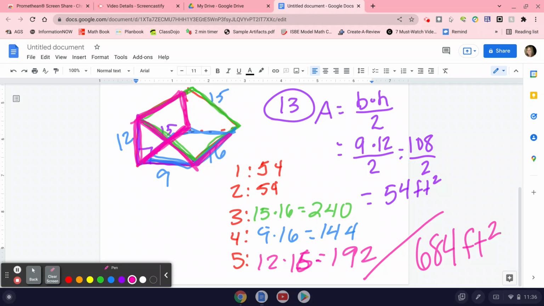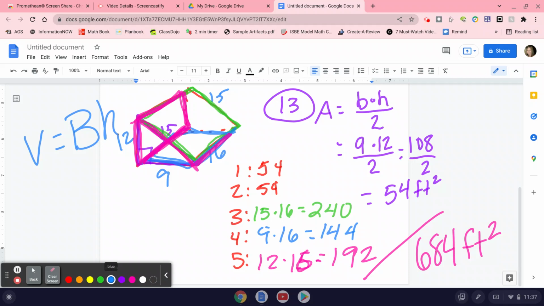Okay, number 15 asked you for the volume of that figure. And I reminded you that to find volume of a prism, it equals capital B times H. What did I tell you that capital B stands for? Base. Not base. Capital B stands for something different. It's the area of the base shape. What is the base shape of a triangular prism? A triangle.